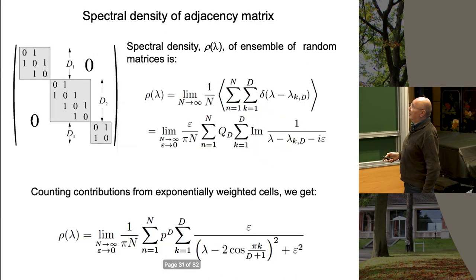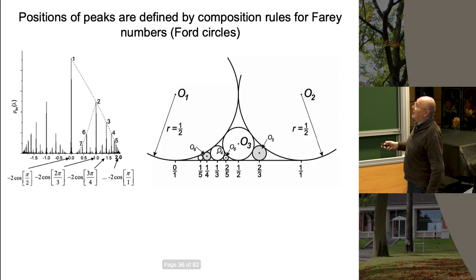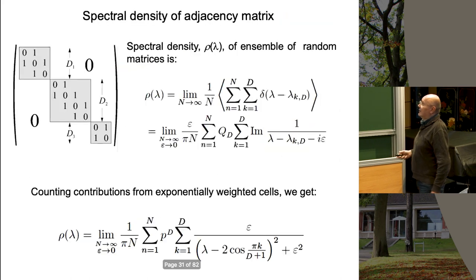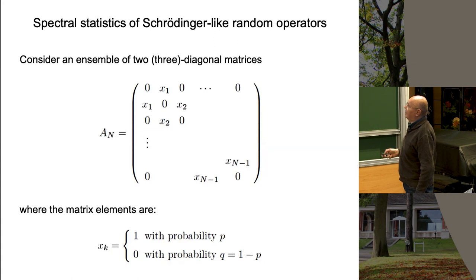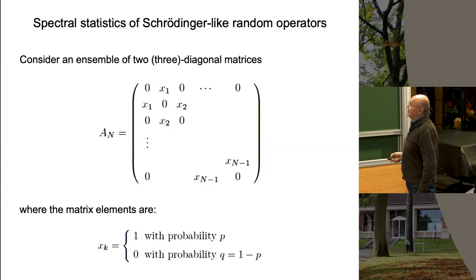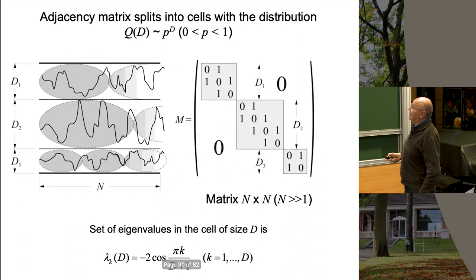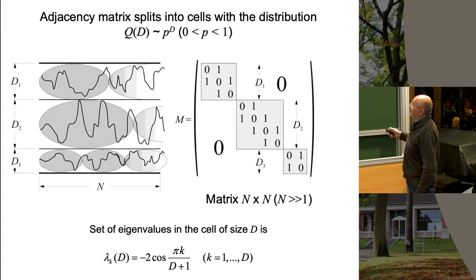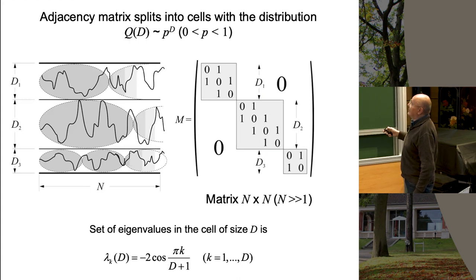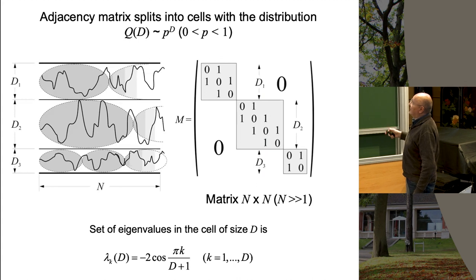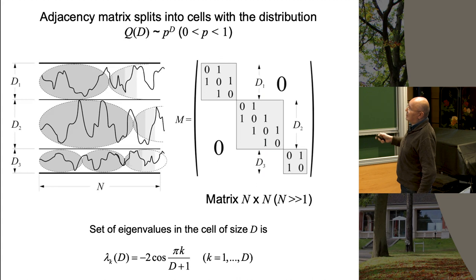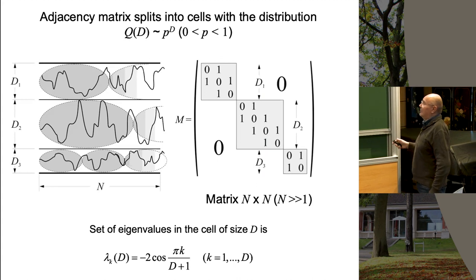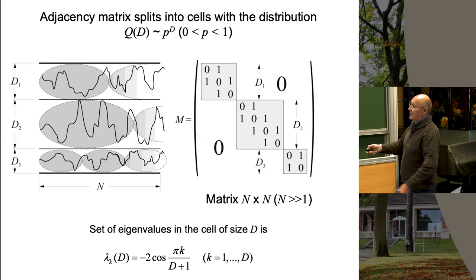Okay, so how does it look? Probably I don't have it here. Okay, so I will show it later. So now we should solve the following problem. Here is the adjacency matrix. We have some sets of ones separated by zeros in random places. So then once again, and so on. And this is exactly what is shown in the slide a few slides before. I have some interval like that.